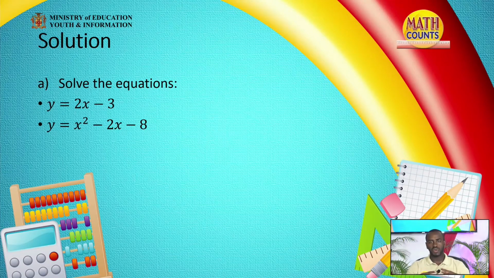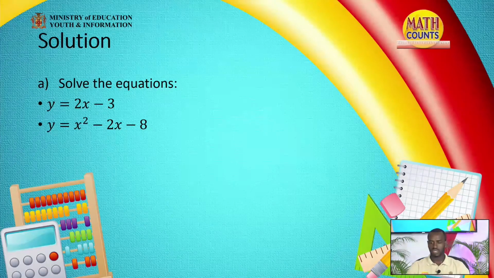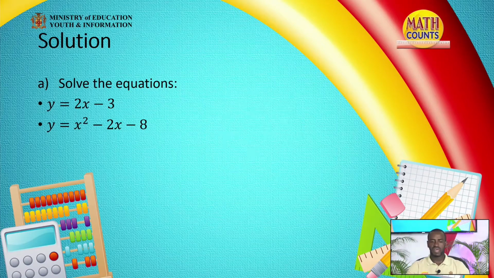Right. So since both of them are written in terms of y, you can equate both equations, and you can either use the method of factorization, you can also use the method of the formula, which is the quadratic formula, or you can use the method of completing the square to find the solutions. After you have done that, you will compare your answer to what we have. So I will allow you to pause the video here, go ahead and solve this question.